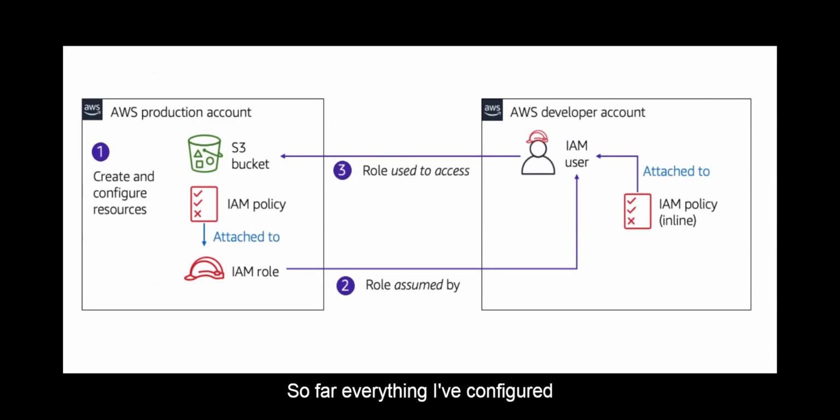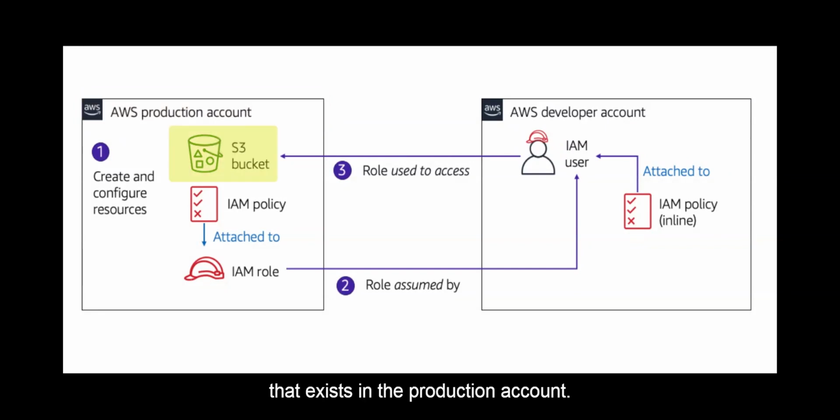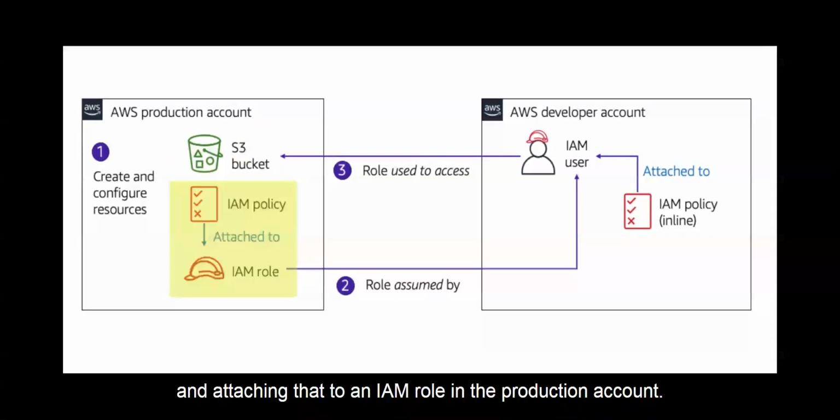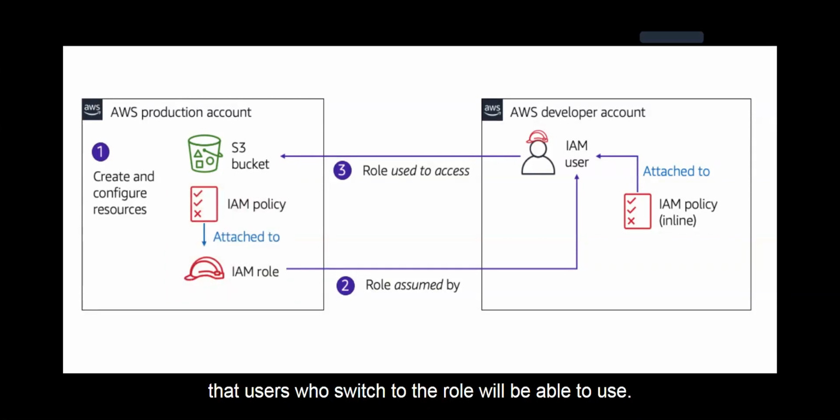So far, everything I've configured has been in the production account. The production account trusts the development account to have access to a particular S3 bucket that exists in the production account. I did this by creating an IAM policy and attaching that to an IAM role in the production account. The role identifies the development account as a trusted principal. In the IAM policy, I also defined the action that users who switch to the role will be able to use.